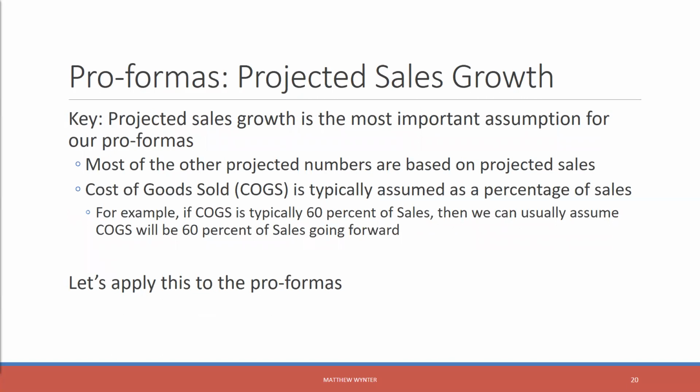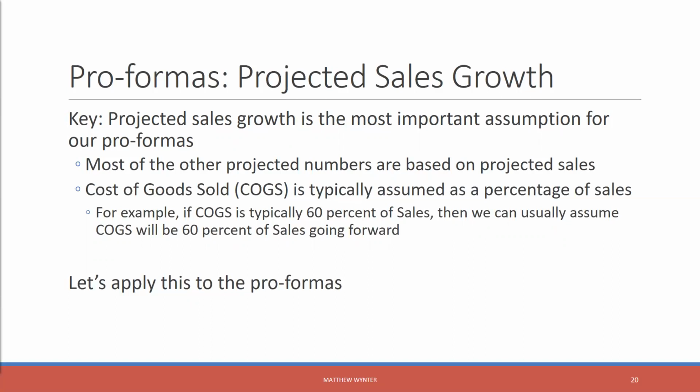For your pro formas, you're going to have projected sales growth. The key for projected sales growth is it's going to be the most important assumption for any of the pro formas that we're going to make in this class. Most of our other projected numbers are going to be based on projected sales. So our cost of goods sold is typically assumed to be a percentage of sales, meaning that if my cost of goods sold this year was 60%, then I'm going to assume next year it'll probably be 60%.